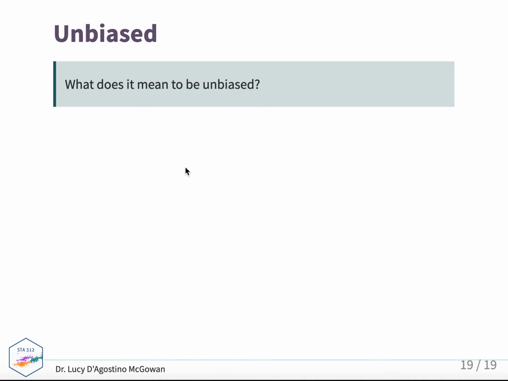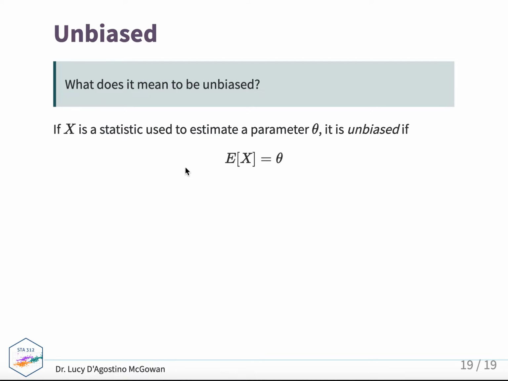All right, the final piece that we're going to talk about is what it means to be unbiased. And so what does it mean for something to be unbiased? Well, if x is a statistic used to estimate a parameter theta, it's unbiased if the expectation of x is equal to theta. And so we're going to be using this in just a bit to show that the expectation of beta hat is equal to beta. Basically that our estimate of beta is unbiased.